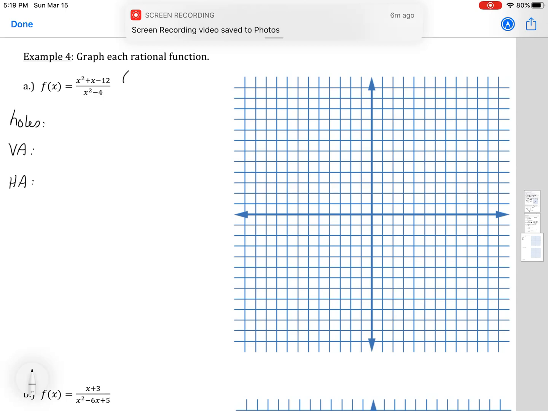What multiplies to get negative 12 adds to get a positive 1? That's positive 4 and negative 3. And the bottom is a difference of squares for x plus 2, x minus 2.